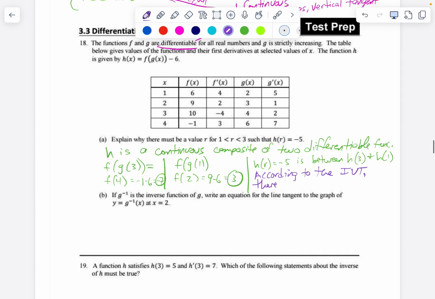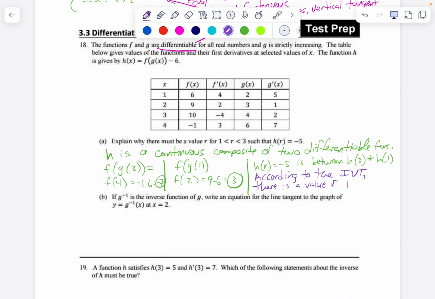There is a value between h of 1 and h of 3. No, because where is r? We're talking about r, not h of r, right? There you go. There is a value r, and then we can say r is between 1 and 3, and then we do the h's, right? such that h of r equals negative 5. That's all. Okay? Well, good job.